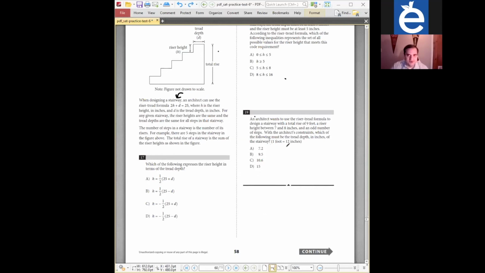So now we know we have 15 steps, and the 7.2 represents the height. So now we go back to our formula. 2 times 7.2 plus d is equal to 25. 25 minus 14.4 is equal to 10.6. 10.6 is our answer. Boom.